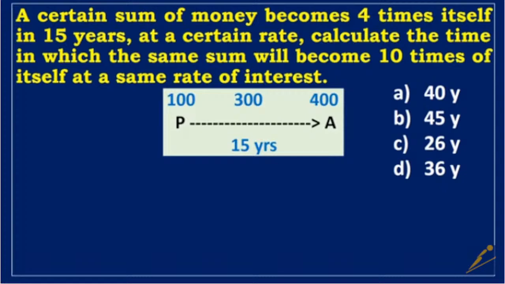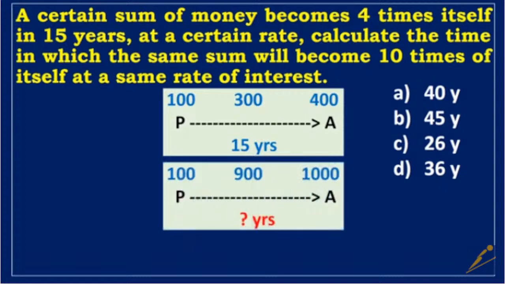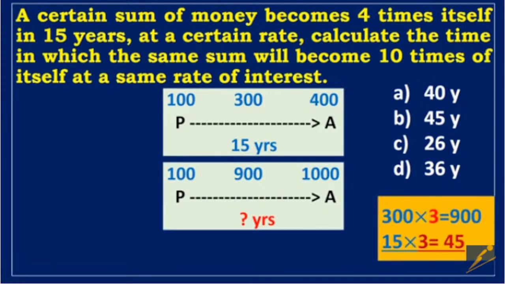Also, the sum of money grows tenfold at the same rate of interest, implying that the final amount is 1,000 rupees. To find out how many times 300 equals 900, we must first know how many times 300 equals 900. 3 times is the answer. When we multiply 3 by 15, we get the required time in years, which is 45 years.